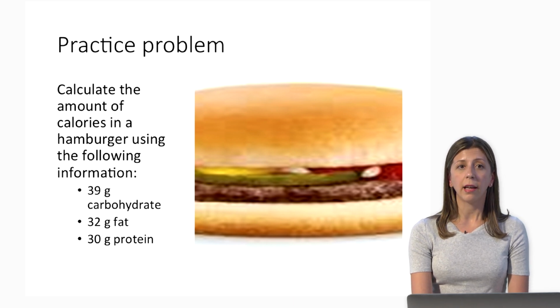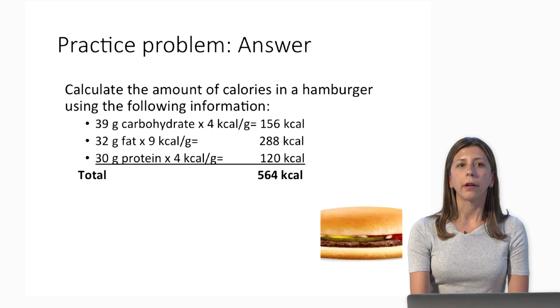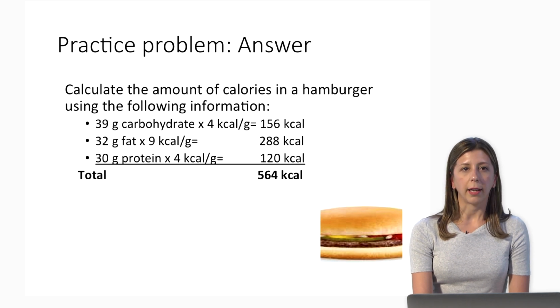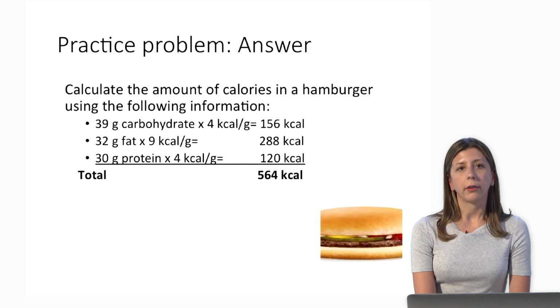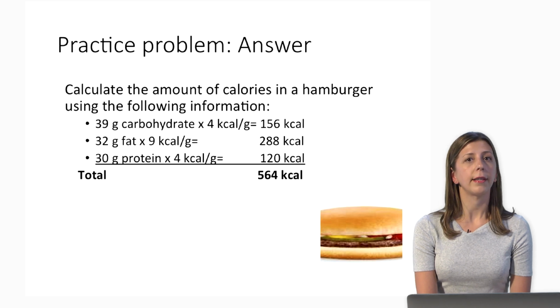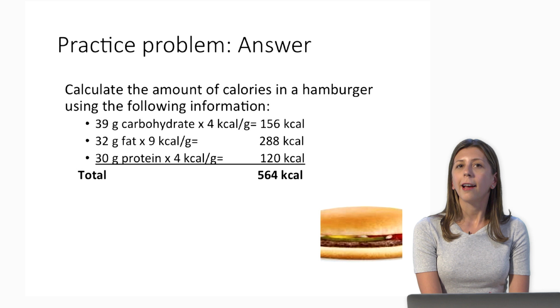It's pretty easy, right? I taught you guys that carbs have 4 calories per gram, fat has 9, and protein has 4. So you just take each of these numbers, 39, 32, and 30, and multiply them by their respective physiological fuel values. As you can see, if you work through this calculation, this hamburger has in total 564 calories. You'll definitely see a problem like this on Moodle and in your quiz this week.